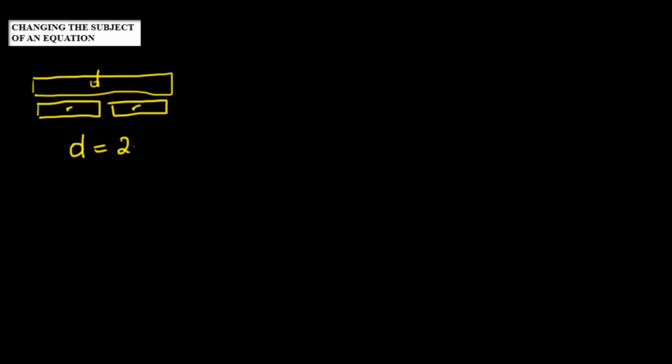The diameter is equal to 2 times the radius. You've probably seen that already when you were doing geometry. And if we were to visually interpret it, it's just basically saying that a diameter is equal to 2 radii. Okay? And if we were to put it as an equation, it's basically saying d is equal to 2r.